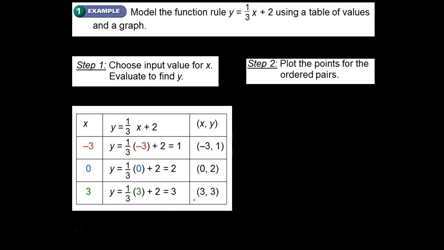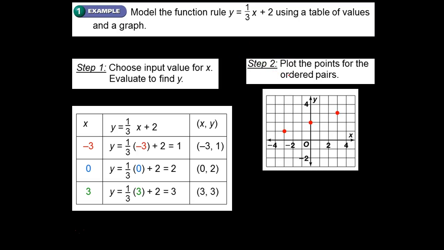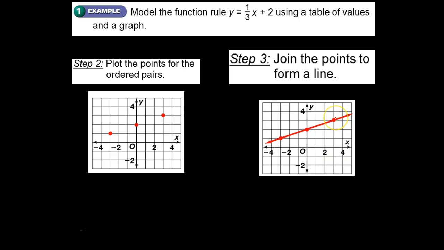Once you have your ordered pairs, the next thing you need to do is step 2 here, plot the points as their ordered pair. So as you can see, I took -3, 1: over 3, up 1, plotted my point. Next one, 0, 2, plotted the point. Final point, 3, 3, plotted that point.